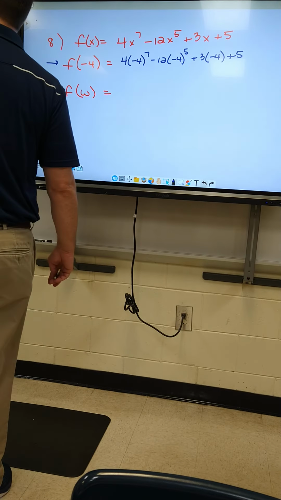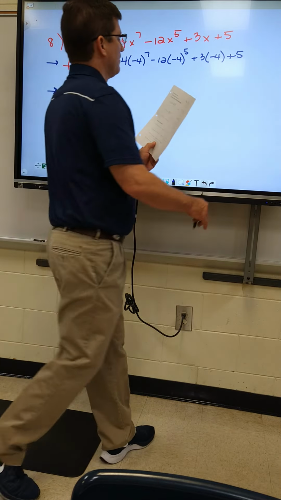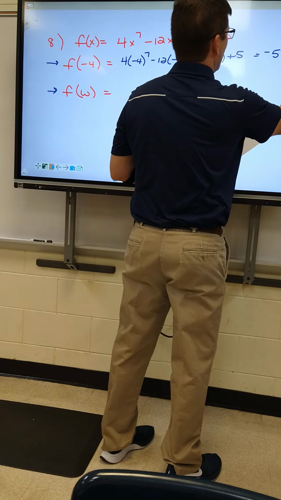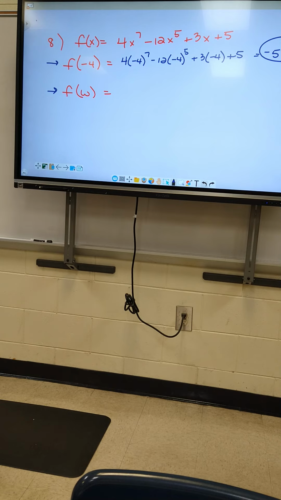All right, Allie, what'd you get on 8 for the first answer? Yep. -53,255. All right, so that's what you should get in the calculator. If your calculator doesn't give you that, let me know and I'll come show you. I'll come look at it.